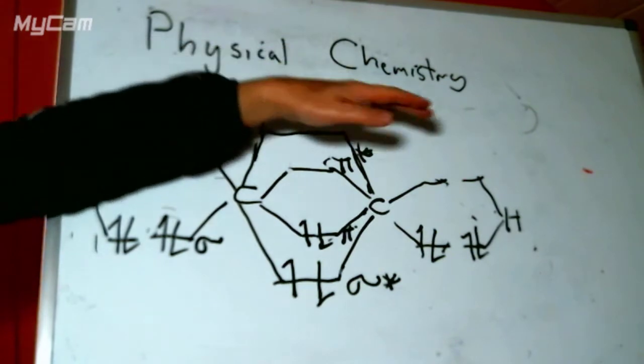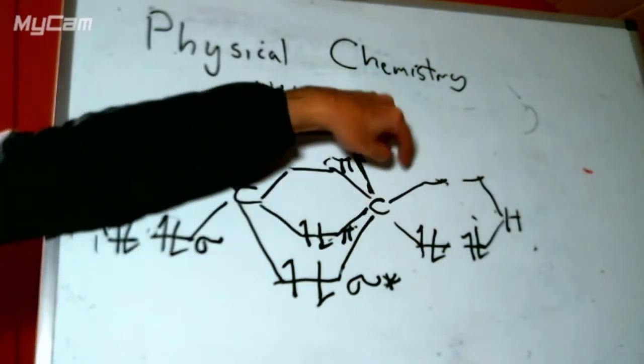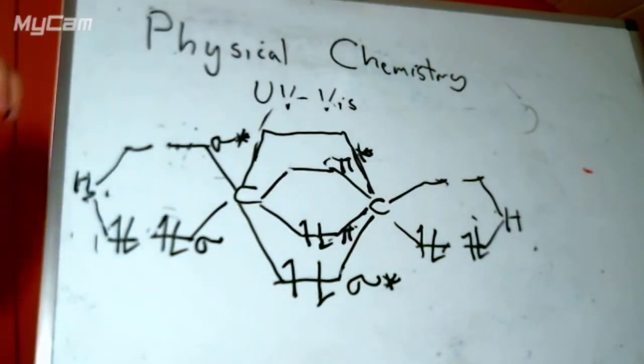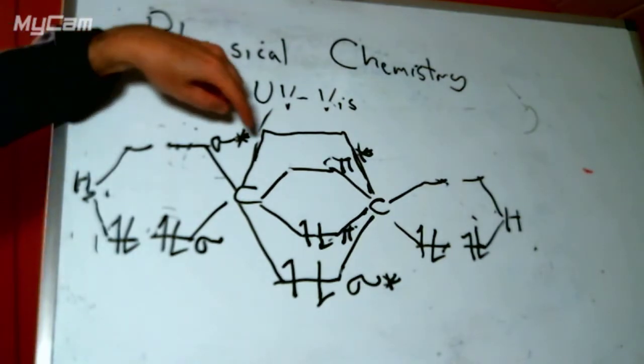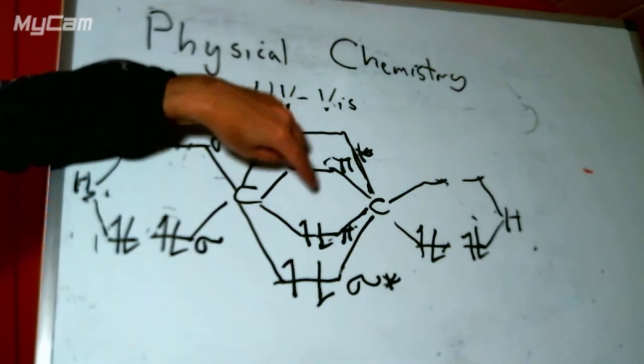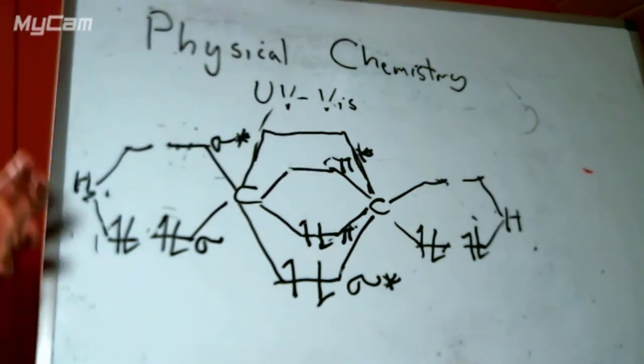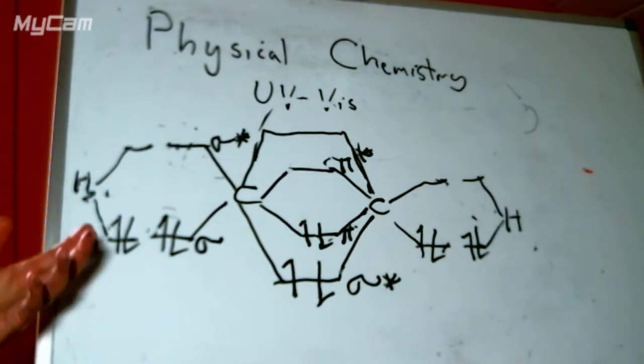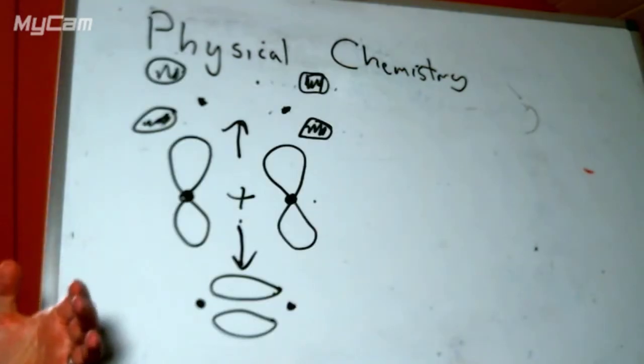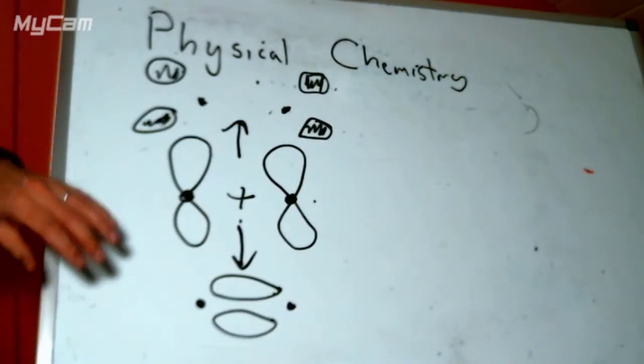If, like I drew it, if these were lower, then those would be the lowest unoccupied molecular orbitals, and that bond would be the most reactive. But in the case of this particular molecule, it is this one. It's the pi bond in the ethene. So this is the geometry of those orbitals.